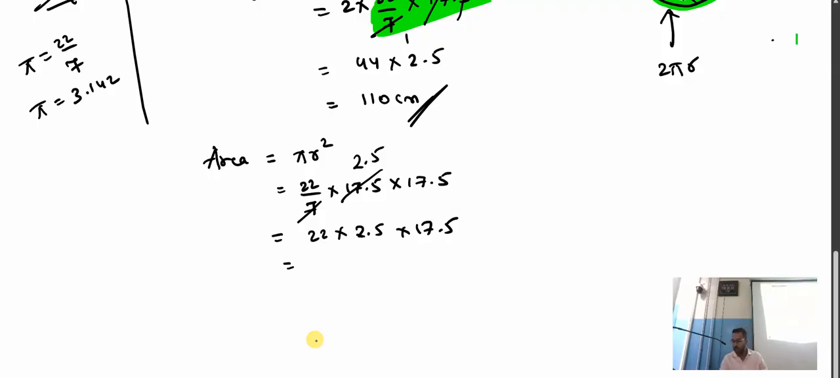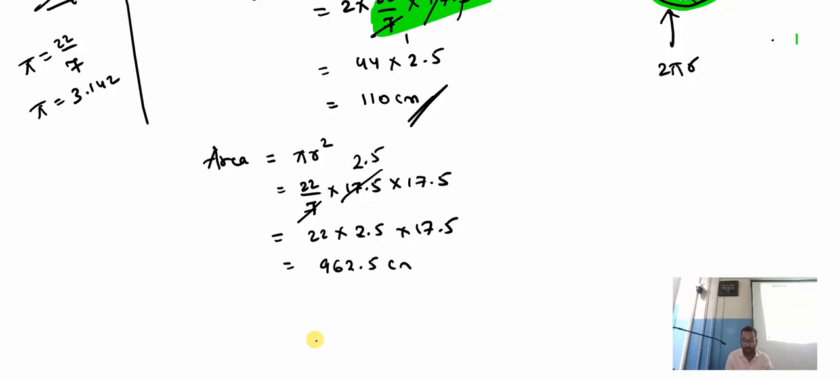If you multiply all these three values, what will be the answer? Check. 22 into 2.5 into 17.5. You'll get the answer 962.5 centimeter square. Why square? Because it is area. So we should write centimeter square. 962.5 centimeter square.